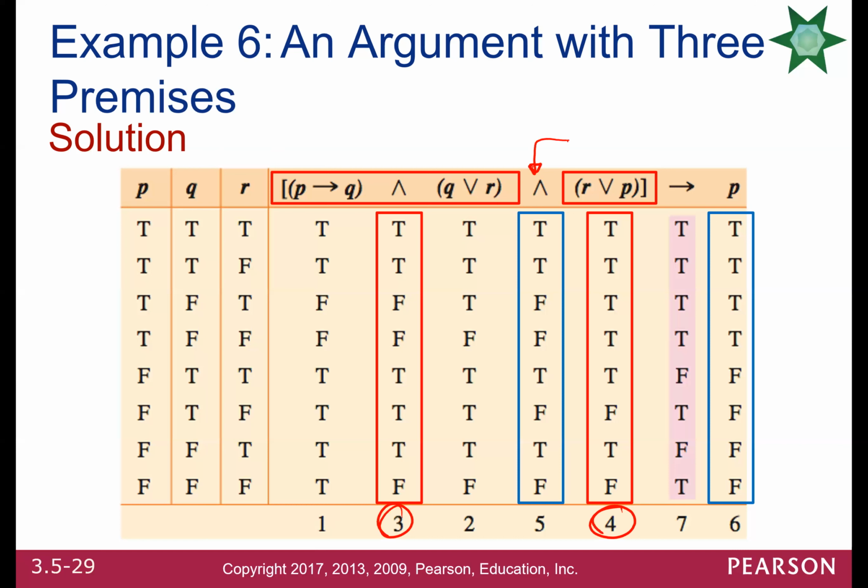So it would be true for case 1, case 2, it will be false for 3, false for 4, true for 5, false for 6, true for 7, and false for 8. So that is the combination of all our premises. So this is all of our premises.